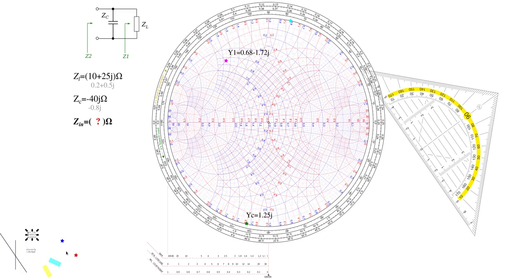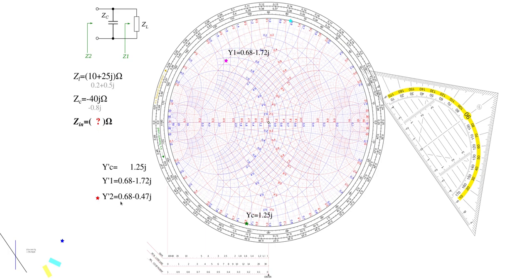I move this over here. I've prepared that, so let me make it bigger. Now let's make it really big. So, the capacitor Y value is 1.25J. The load is 0.68 minus 1.72J. Adding the two together gives me 0.68 minus 0.47J. So that's going to be my red point here.